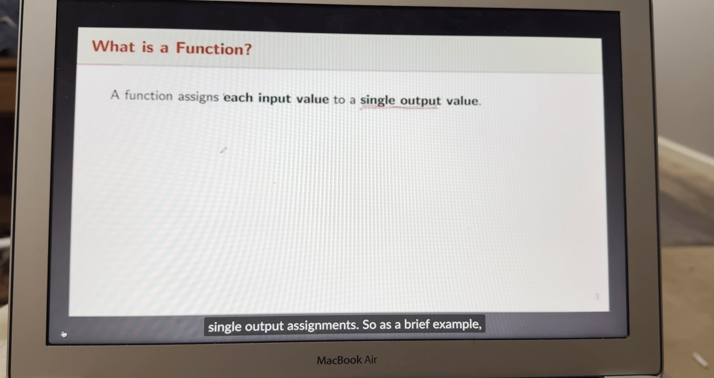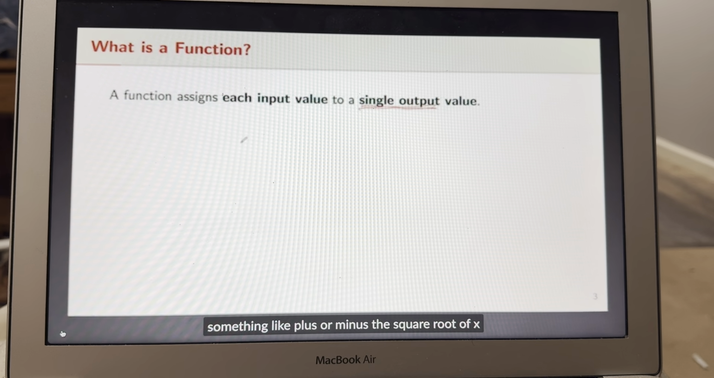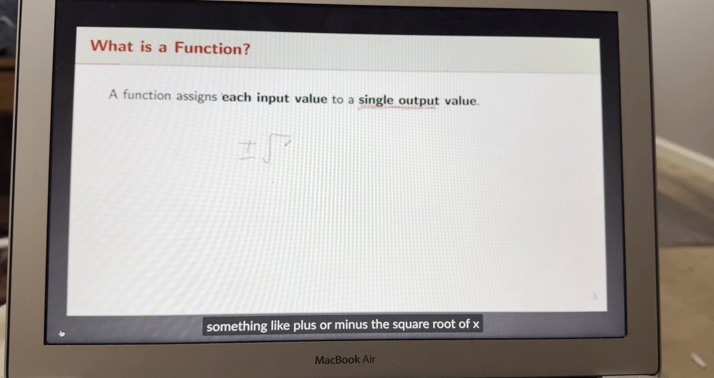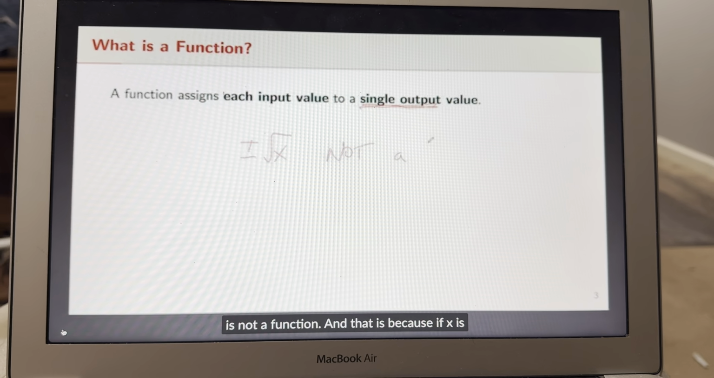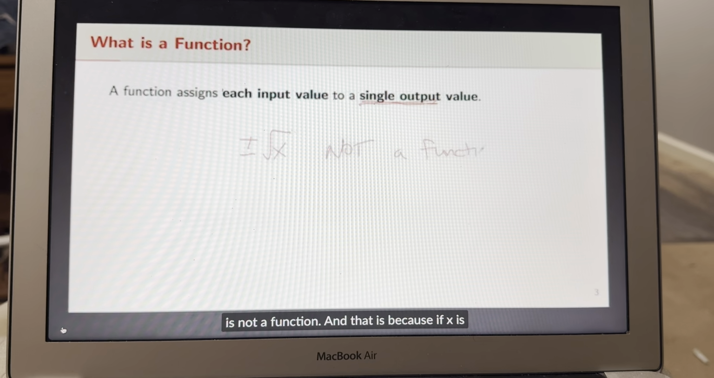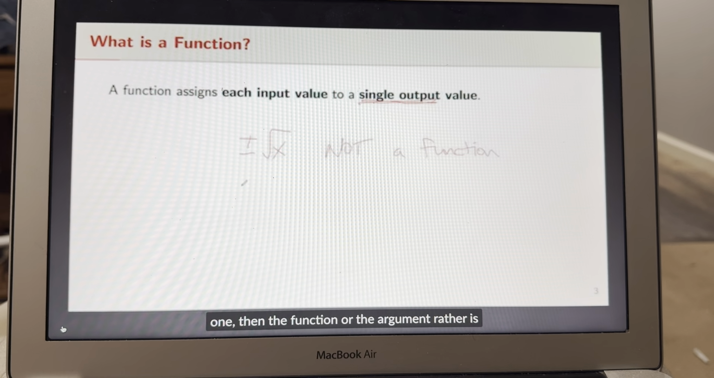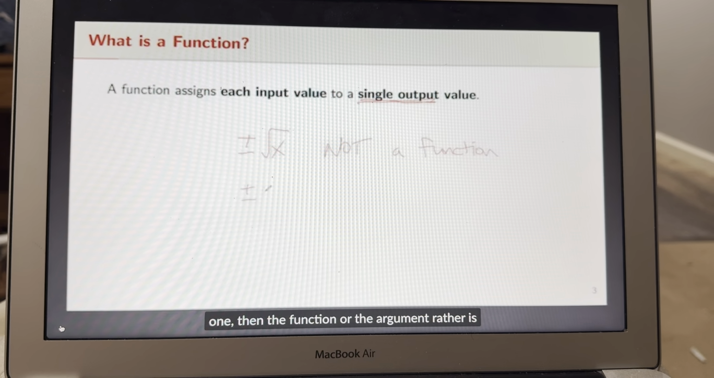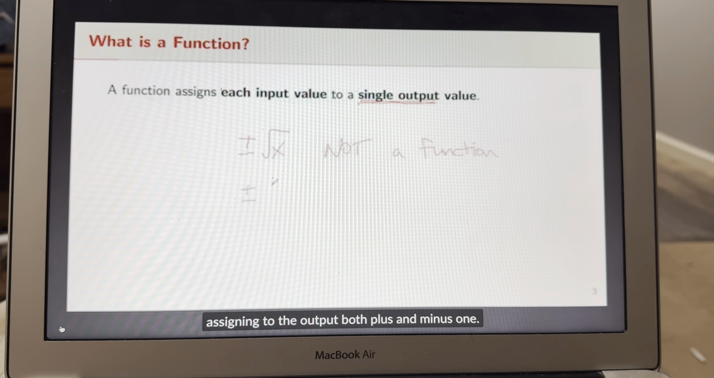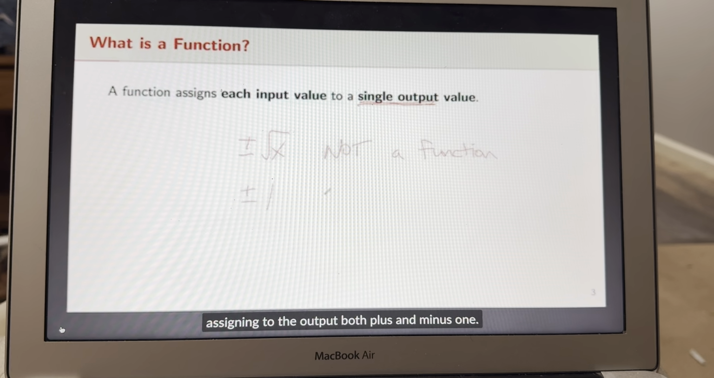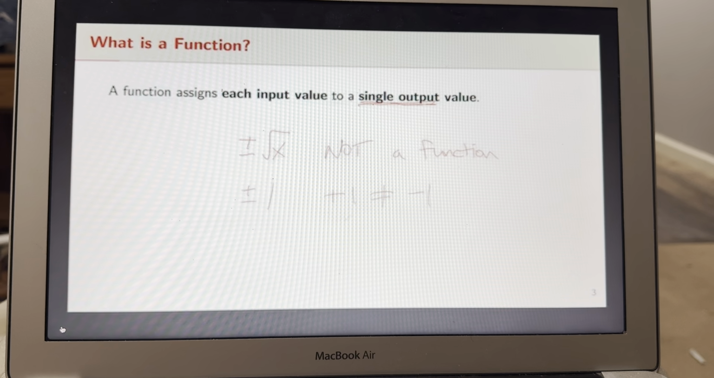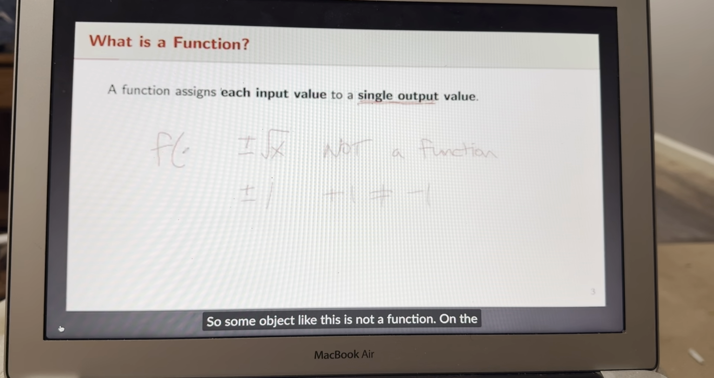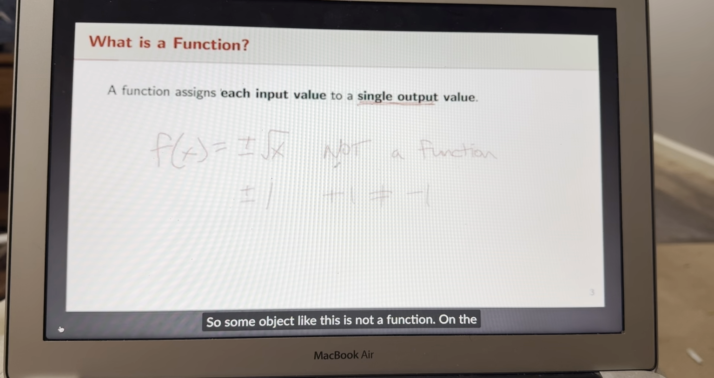So as a brief example, something like plus or minus the square root of x is not a function. And that is because if x is 1, then the argument, rather, is assigning to the output both plus and minus 1. And obviously plus 1 does not equal minus 1. So some object like this is not a function.